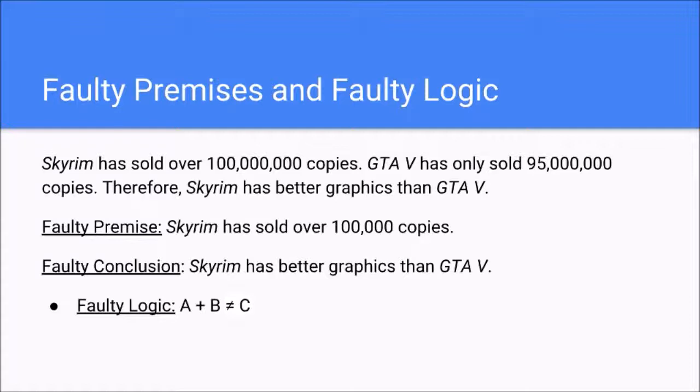The second problem comes from a faulty conclusion. This usually stems from faulty logic. In other words, even if your premises are correct, the conclusion may not follow logically. In this example, the two premises do not lead to the conclusion of better graphics. A plus B does not equal C.